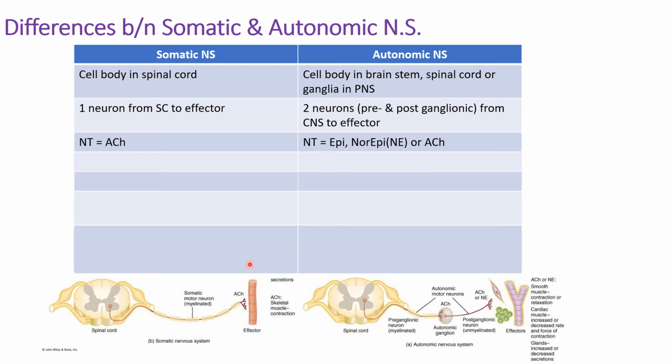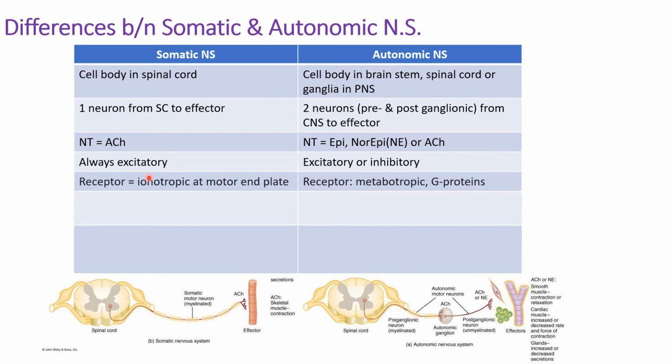The neurotransmitter in the somatic we said was always going to be acetylcholine. And in the autonomic nervous system, it's going to be either epinephrine or norepinephrine. As far as the neurotransmitter goes, you're going to see it primarily being norepinephrine. Or we'll also see some of them having acetylcholine, and I'll tell you about the differences in those later. Somatic, always excitatory. Autonomic, it can be excitatory or inhibitory. And remember, there's different types of receptors that are going to make the difference there.